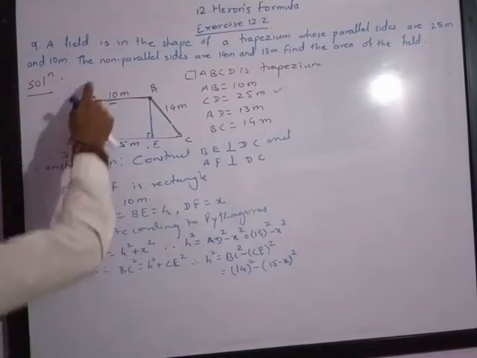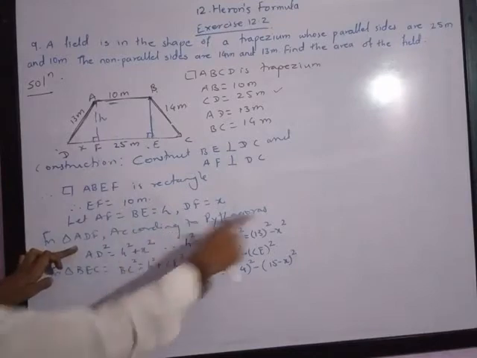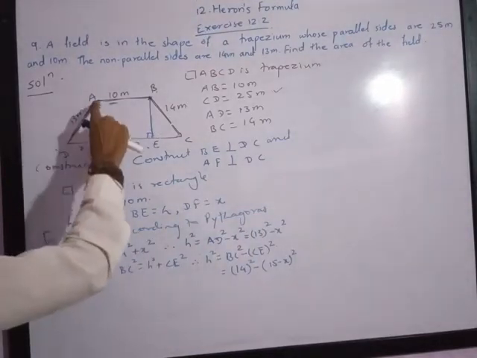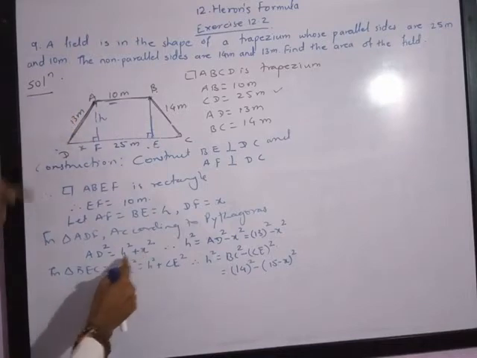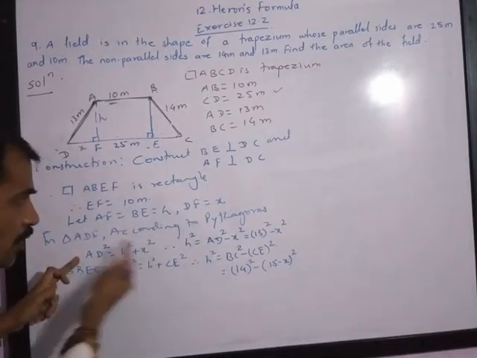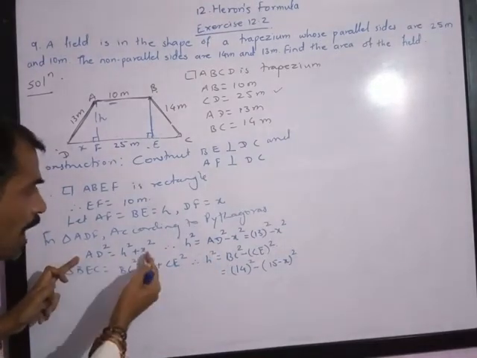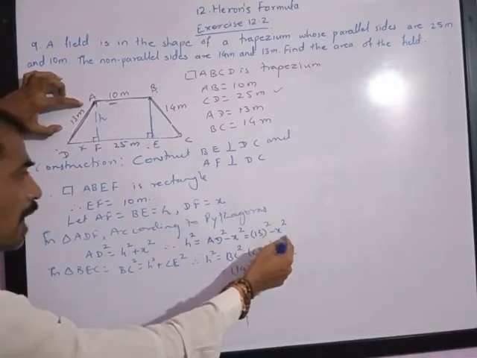Now see, in triangle ADF, according to Pythagoras, hypotenuse square is equal to the sum of the squares of the remaining sides, that is h square plus x square. Now from this I will get h square is equal to AD square minus x square. Now AD square is nothing but 13 square, so I will get 13 square minus x square.